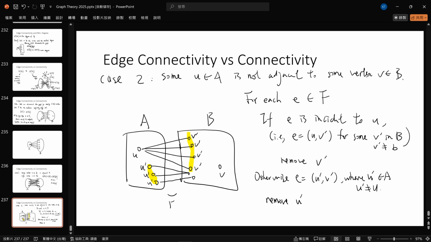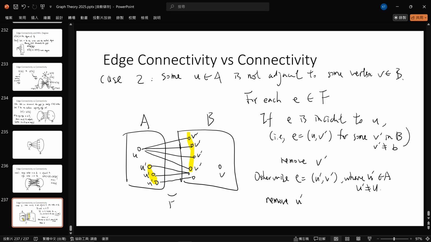This is disconnected because U has no path to reach V. For U to have a path to reach V, well, the first option is to use these bridges or these edges between U and this V prime. But this time we have removed all this V prime, okay? So we cannot use these edges. And the second option is to use this type of edges, okay? But since we also remove these edges, so you cannot use these edges to reach V, okay? So U and V are disconnected, okay?